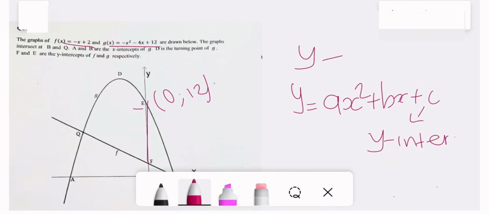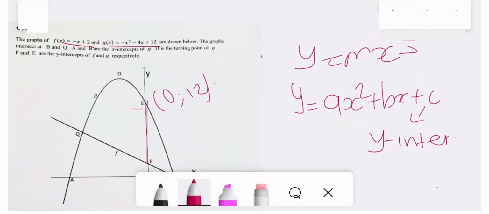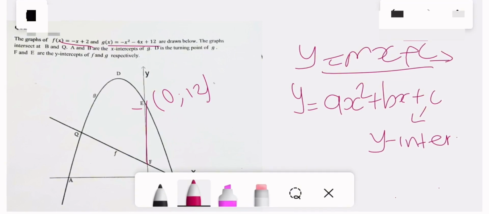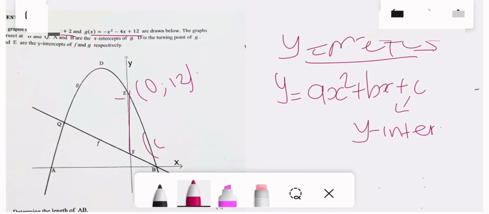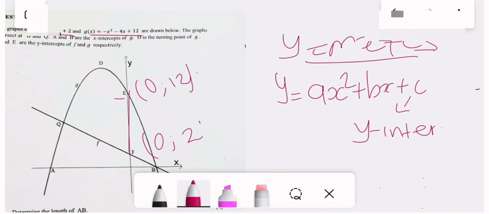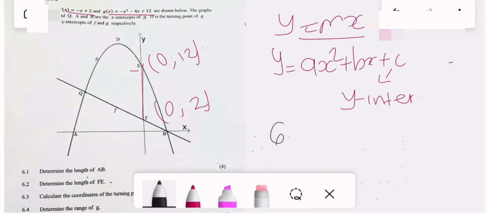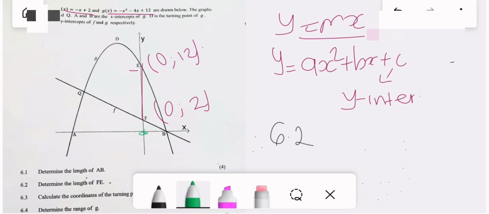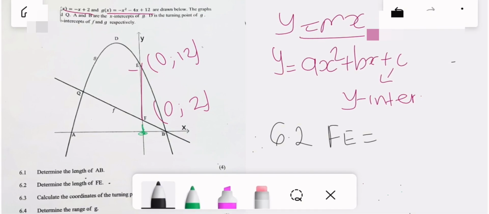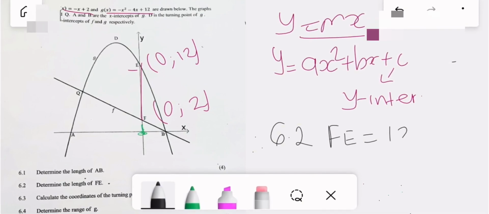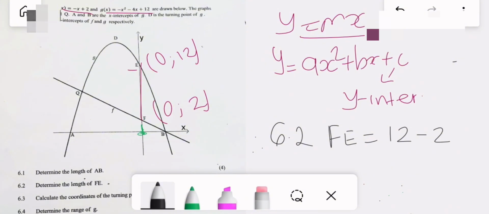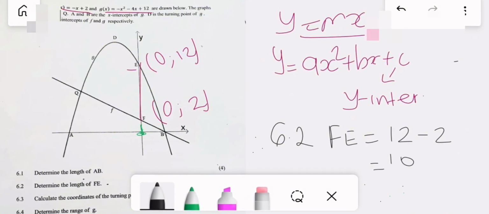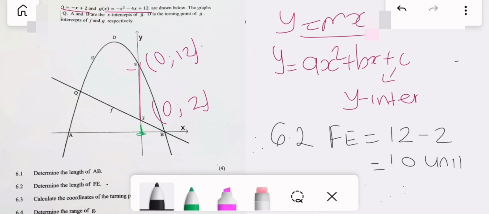In the straight line y = mx + c, the c is the y-intercept. The coordinates of F will be (0, 2). For 6.2, the length of FE is not from the origin, so it will be the difference between 12 and 2. That will give us 10 units.